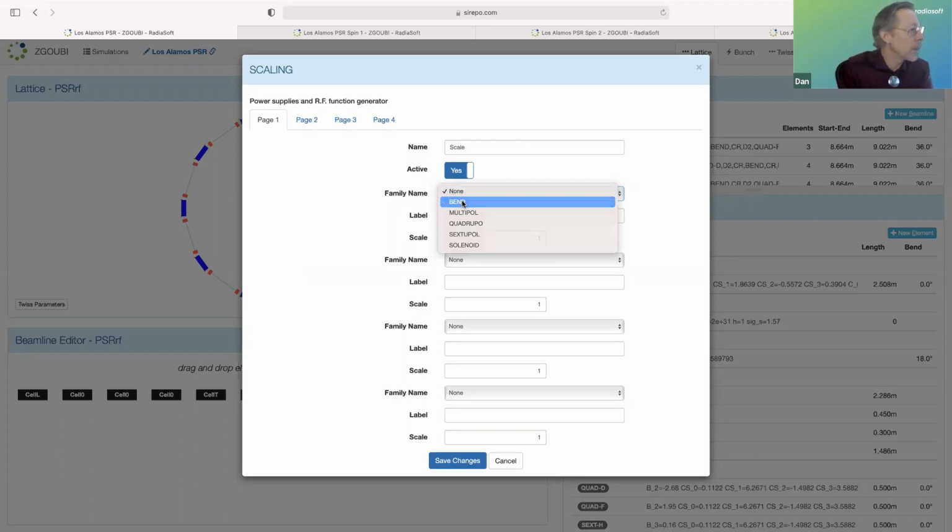So I'm going to tell it I want the bending magnets, and I want a scale factor. That scale factor is going to be the ratio of the magnetic rigidity we want, which is 2237, to the design magnetic rigidity of the PSR lattice, which is the way all of the magnets in here are already scaled. You enter the fields in terms of the actual strength of the magnetic fields, not in terms of B over B rho, as in many other codes.